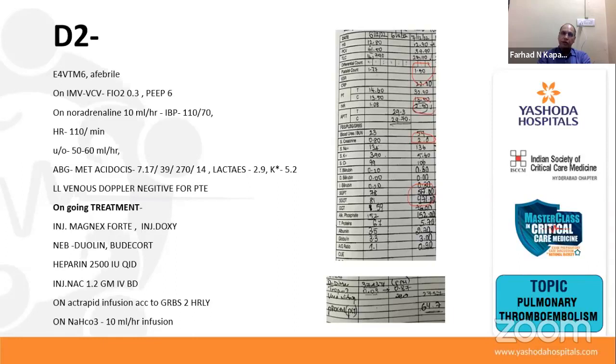Have you all been monitoring the PTT on unfractionated heparin? Yes, sir. APTT 6 hourly done, sir. And what was it roughly? It came around 32 only, sir. Yes, you're not really achieving anticoagulation. And this is the problem when you give boluses, the APTT will depend on what time the last bolus was given.